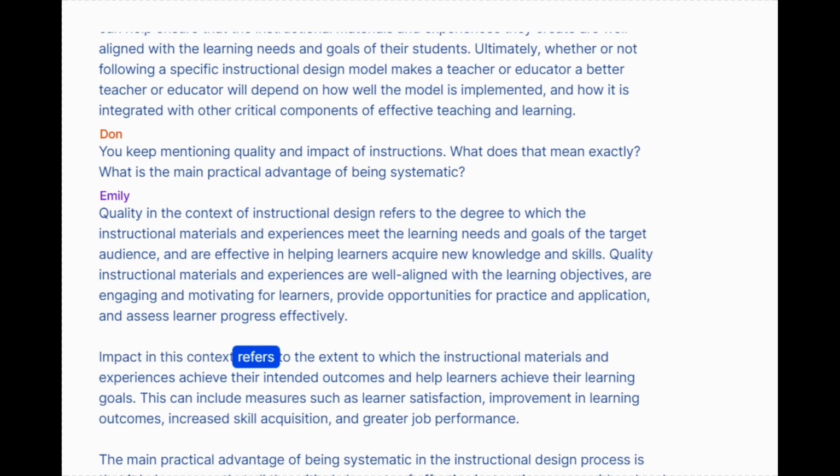Impact in this context refers to the extent to which the instructional materials and experiences achieve their intended outcomes and help learners achieve their learning goals. This can include measures such as learner satisfaction, improvement in learning outcomes, increased skill acquisition, and greater job performance.